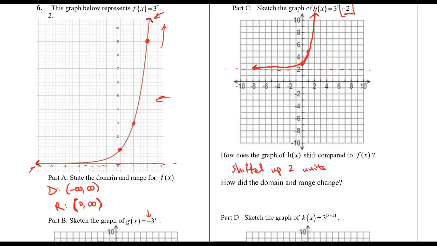So how did the graph change? Well, it shifted up 2 units. How did the domain change? Well, the domain still didn't change. So the domain is still negative infinity to infinity. But the range now shifted from the original problem. Instead of going from 0 to infinity, now we go from 2 to infinity.